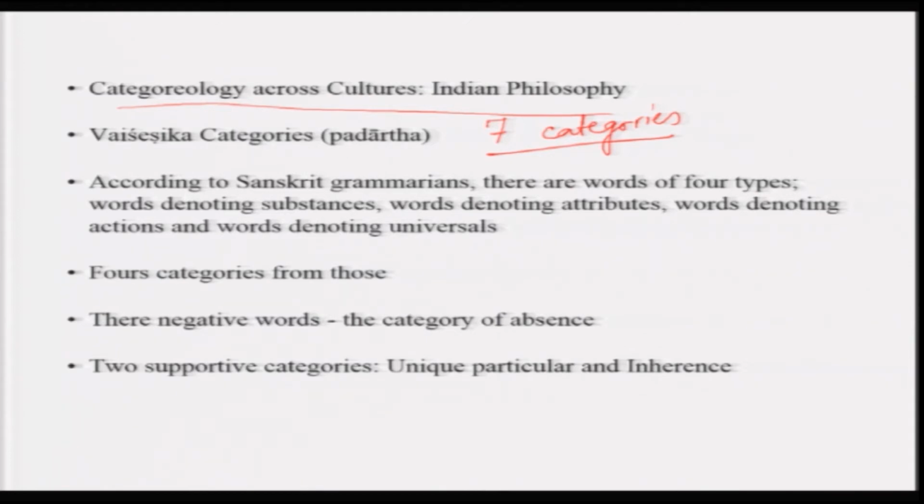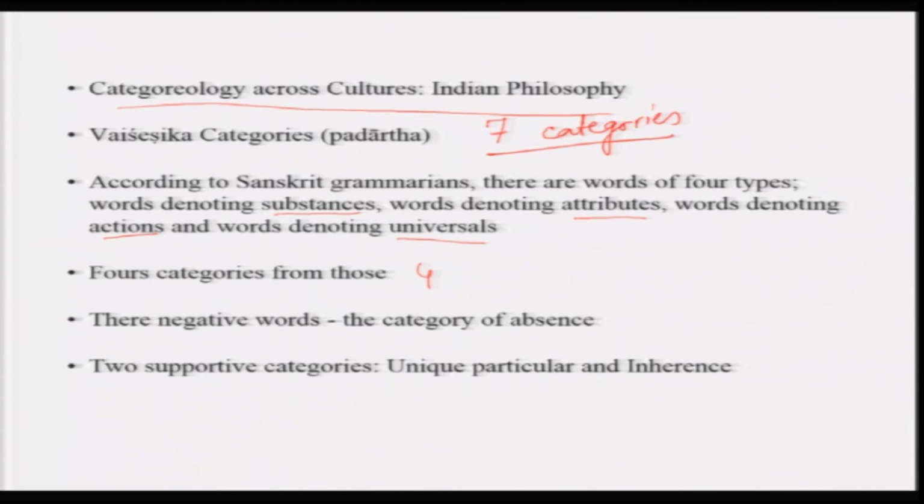So, the Sanskrit grammarians said that there were words of 4 types: words denoting substances, words denoting attributes, words denoting actions, and words denoting universals. So, in Sanskrit, substance dravya, attribute guna, action karma, and universal samanya or jati. So, you get 4 categories. I am talking about the 7 categories of the Vaishyashikas. So, you get 4 from these 4, which directly come from the grammarians.